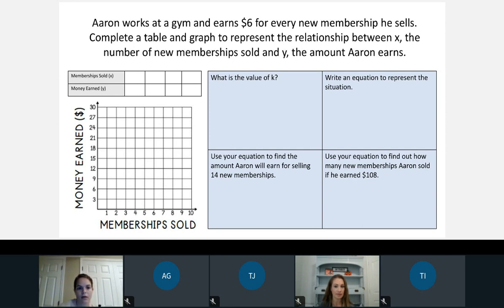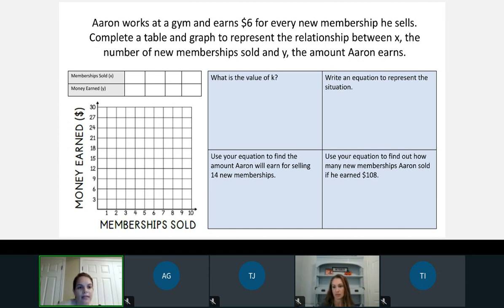So Aaron works at a gym and earns $6 for every new membership he sells. Complete a table and graph to represent the relationship between X, the number of new memberships sold, and Y, the amount Aaron earns. Yes, I can. Let me put that link again. While we're reading this, there's the link again if anybody needs the Classkick link.